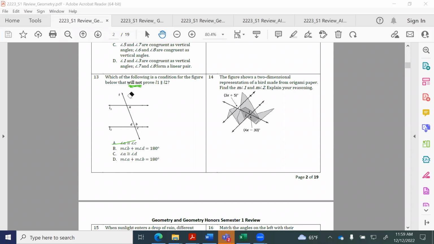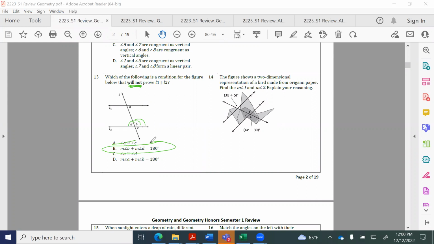So that next one, B and D are 180. Let's see, B and D are 180. So we're talking about this angle and this angle. Well, does that tell me anything about that line up there? No. So does that tell me that those are parallel? No. So that's the one I'm looking for. That's the one that's not going to work.